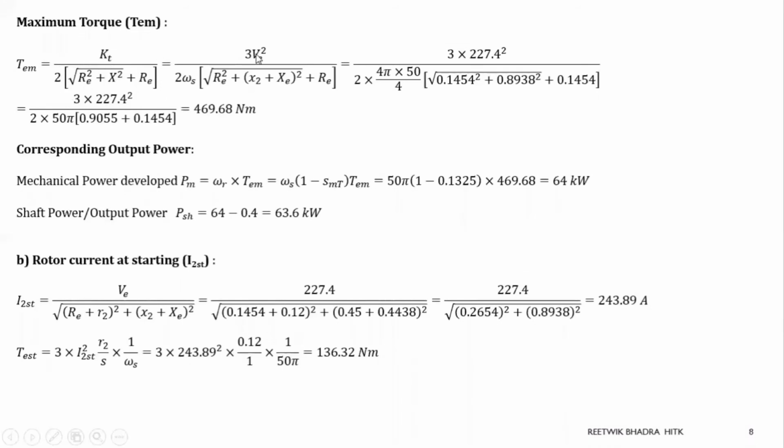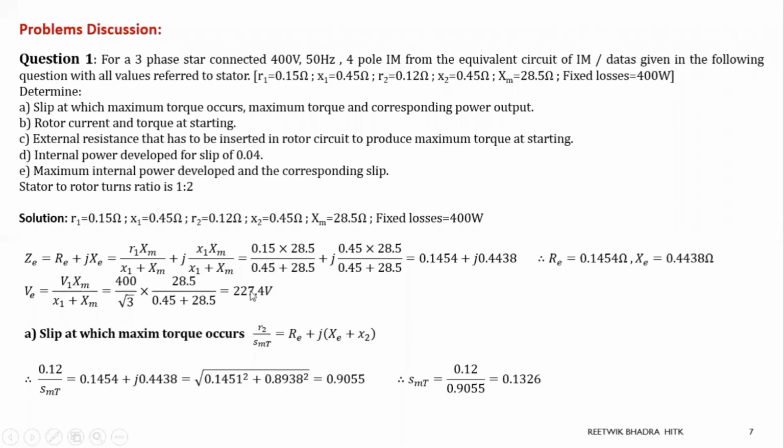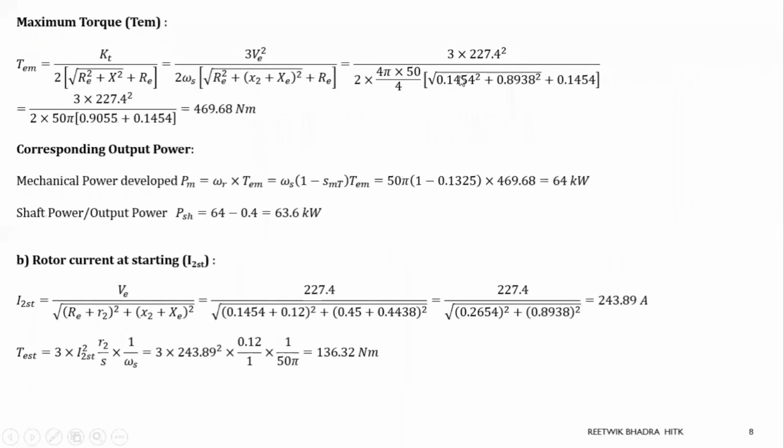So KT can be replaced by 3V square by omega s. This is the actual equation. Since we are finding out total torque, so multiplied by 3. So 3 into V square. V already calculated, 227.4. So substituting over here 227.4.